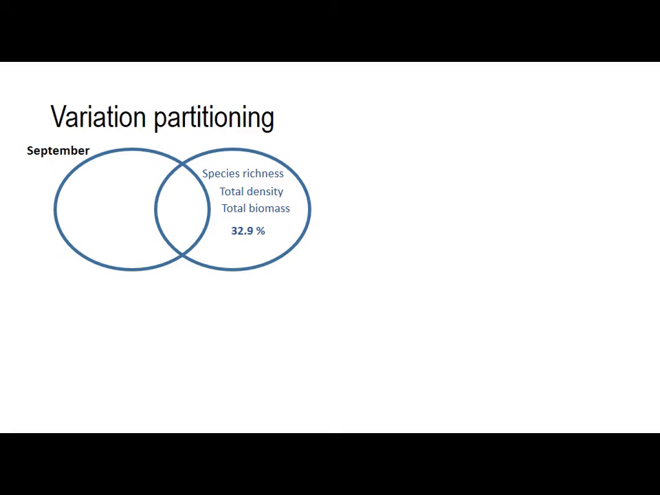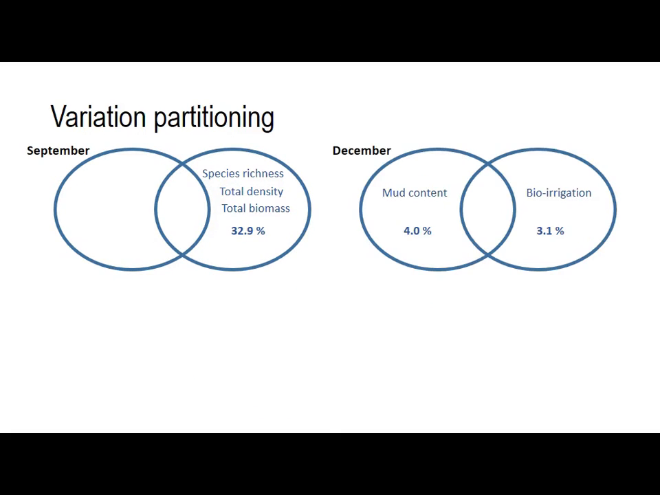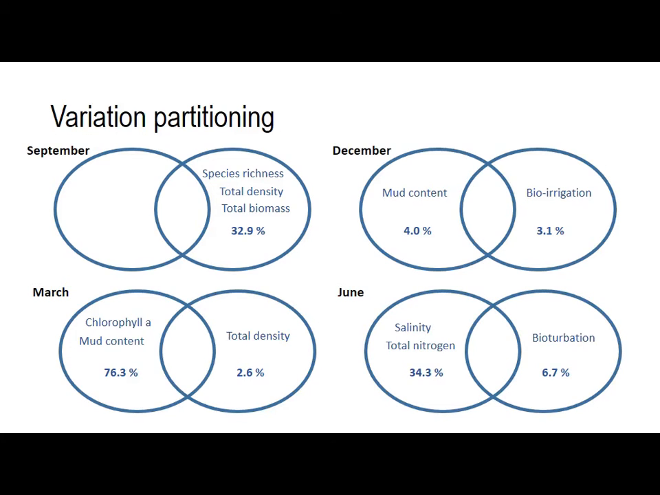Looking at the different seasons, we see something similar. There's also quite some variability in what really explains the variability. In September it's only biotic, in March it's mostly abiotic, but there's quite some variability overall. This research is still ongoing.